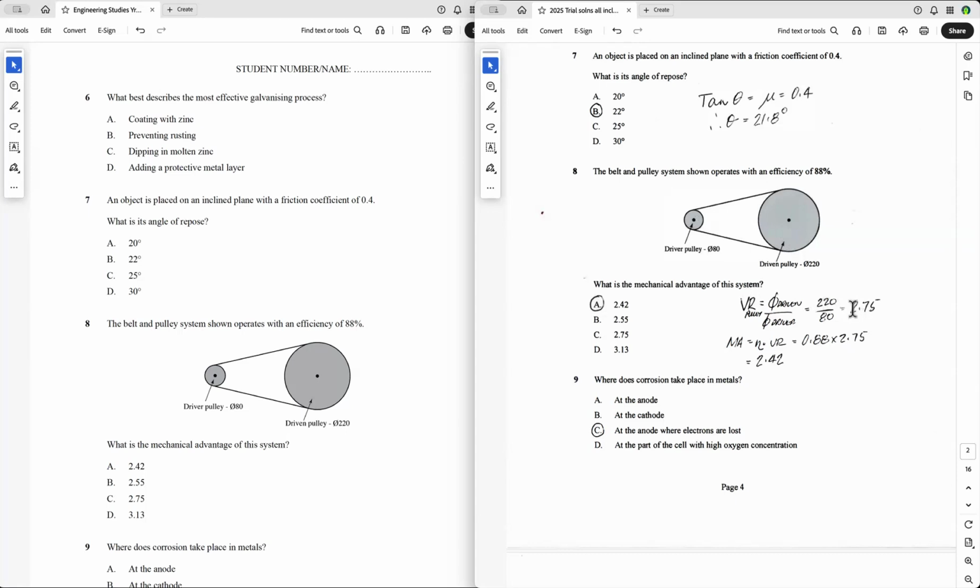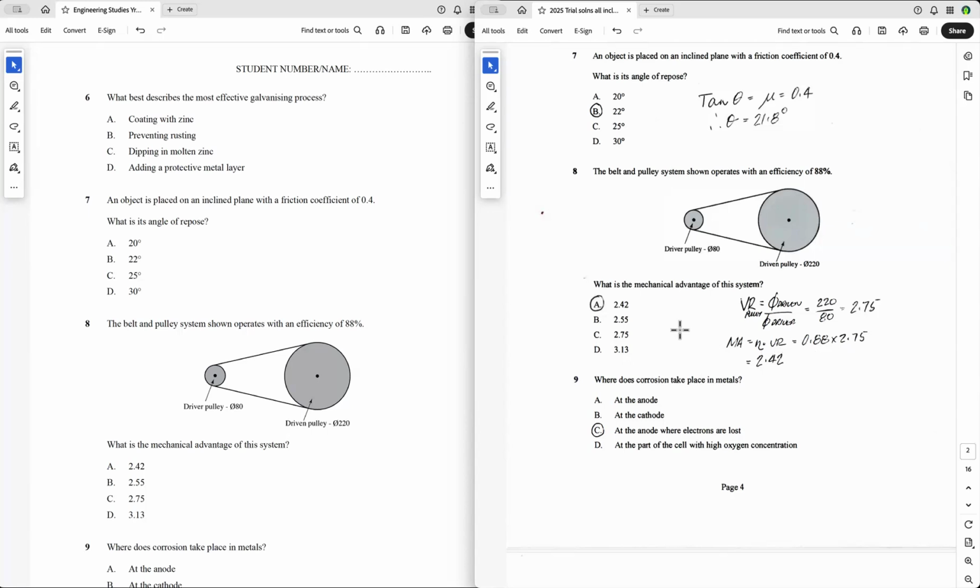And remember, mechanical advantage varies with velocity ratio according to the efficiency of the machine. So mechanical advantage equals the efficiency times velocity ratio. Make sure that you don't multiply that by 88. It's 0.88 because you've got to convert it to a numerical value. And so the answer is 2.42, which is A.